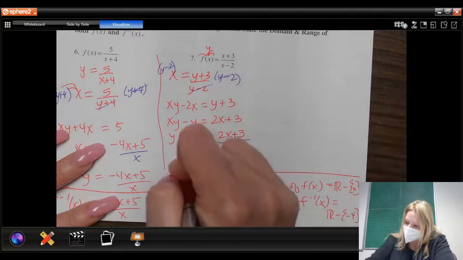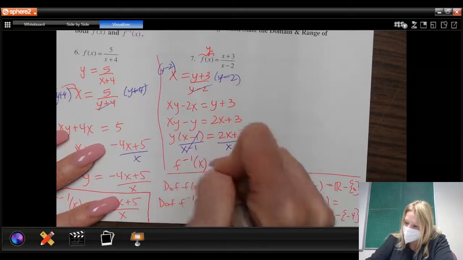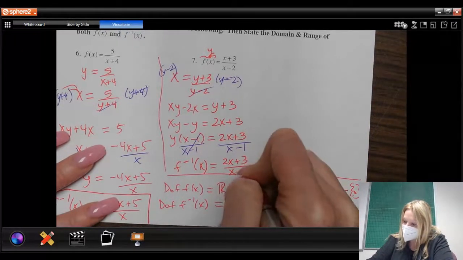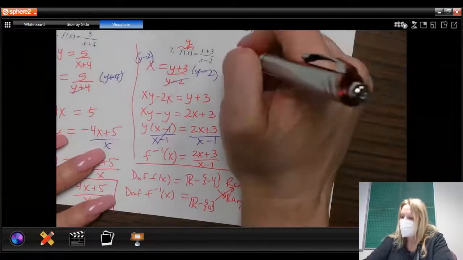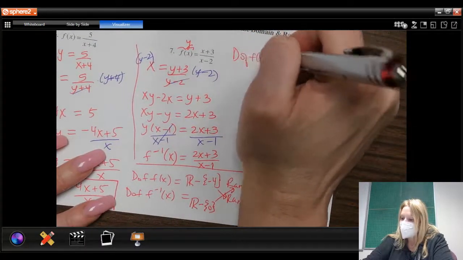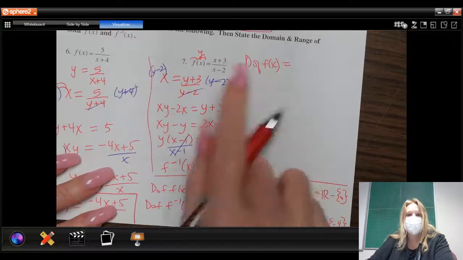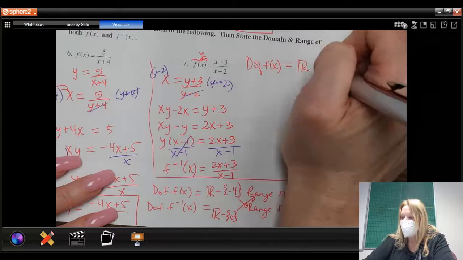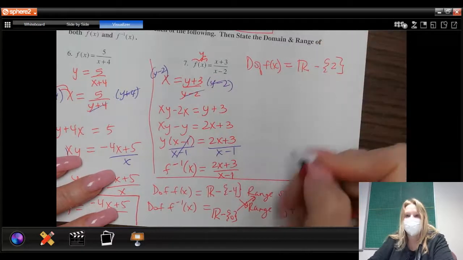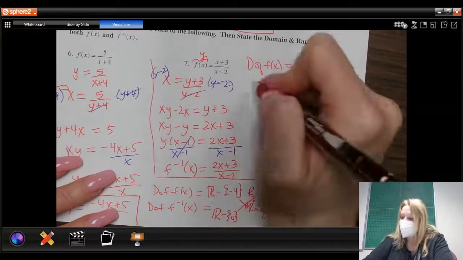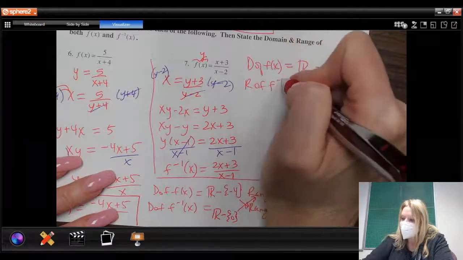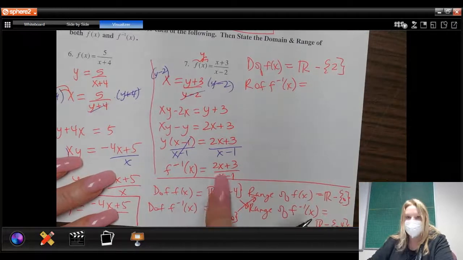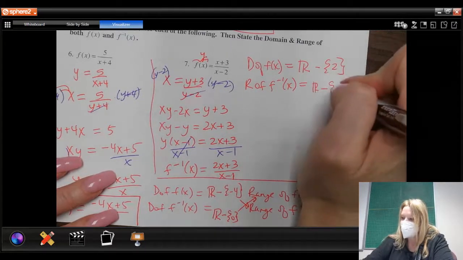So I'm going to go right to saying f to the negative 1 of x is 2x plus 3 over x minus 1. Okay, so domain of f of x. So the domain of the original, that would be all reals except for 2. So domain of the original is the range of the inverse. So that means the range of the inverse would also be all reals except for 2.